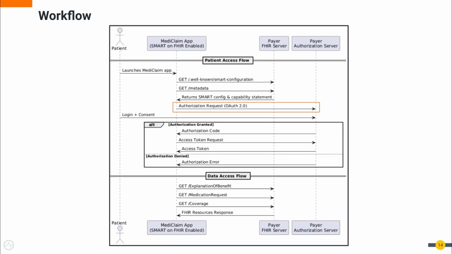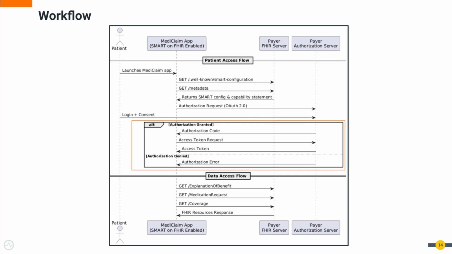Jaksha is redirected to the payer's secure login page, where she authenticates and gives consent for the app to access her health data. If successful, the authorization server returns an authorization code to the MediClaim app. The app then exchanges this code for an access token, which enables secure data access in line with the scopes Jaksha approved. This is handled internally by the MediClaim app.